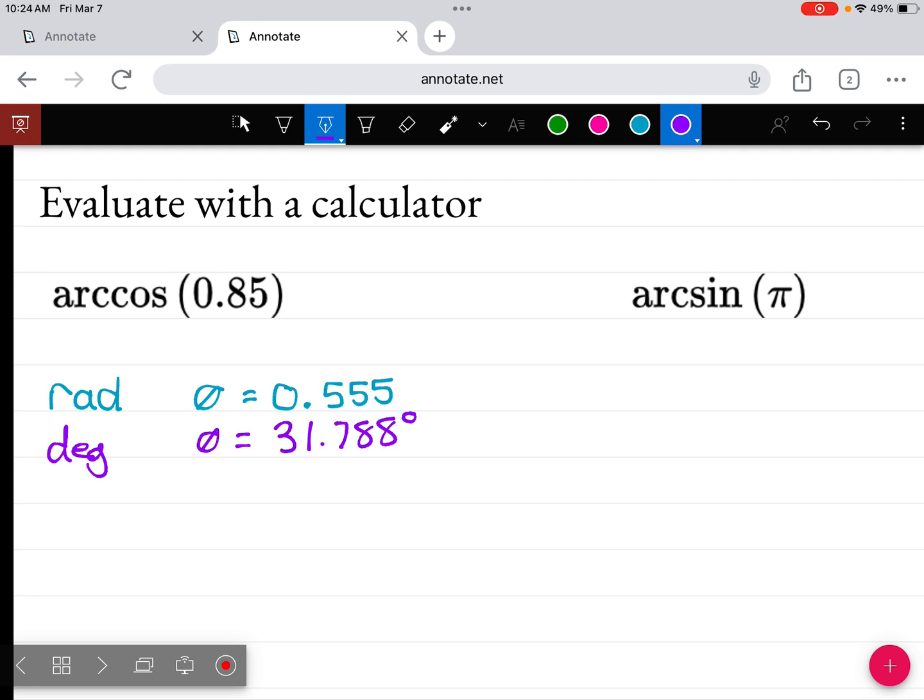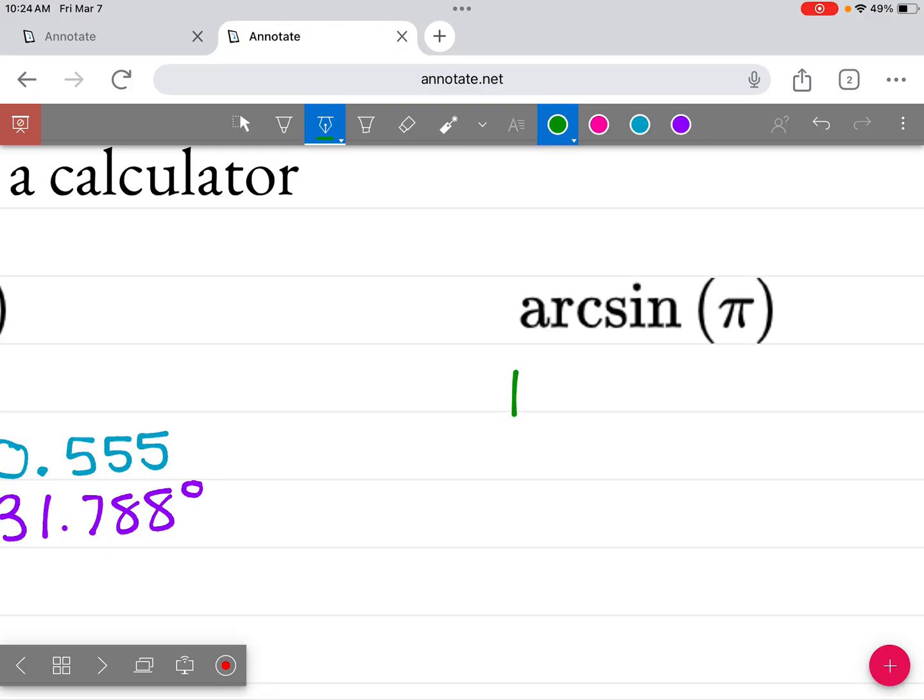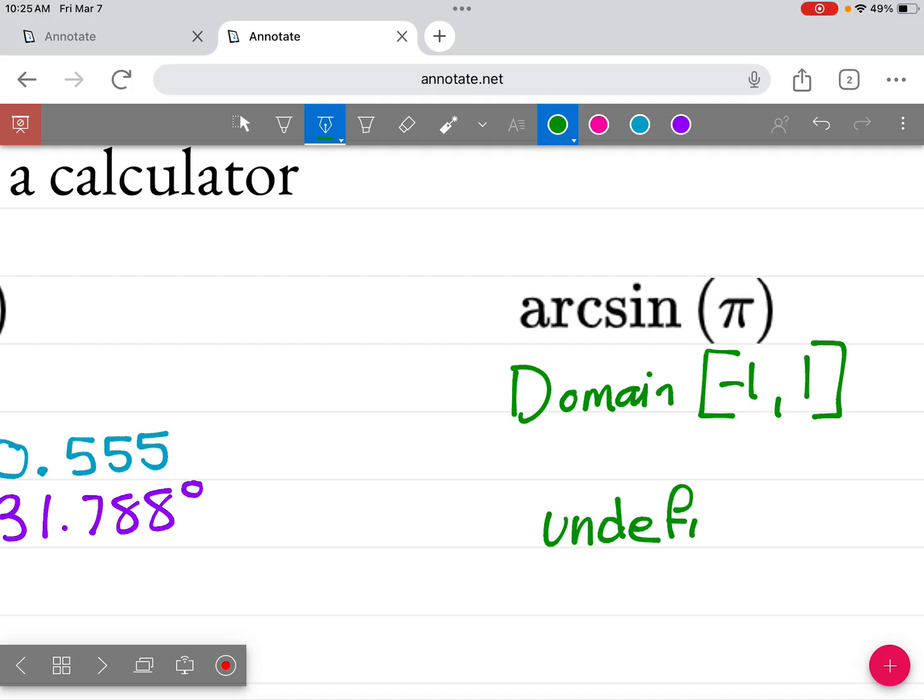Then let's look at arc sine of pi. Inverse sine of pi. What happens? We get an error. Why do we get an error? What's our domain of inverse sine? From negative 1 to 1. What's the value of pi? 3.14. Is 3.14 in my domain? So can I take the inverse of that? No. This is undefined. It's not in the domain of the inverse.